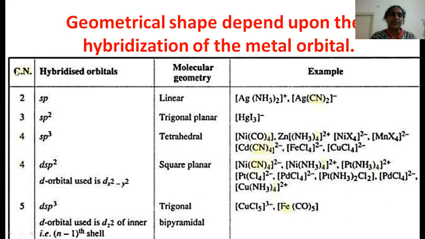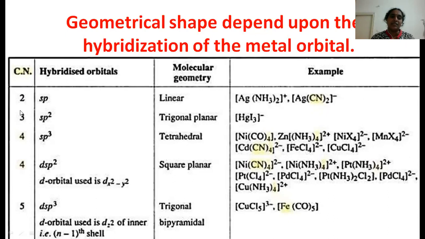For example, if a complex has coordination number 2, according to valence bond theory the hybridization is sp, that means one s orbital and one p orbital are involved, and the geometry of that complex is linear. For example, these two silver complexes show linear geometry.